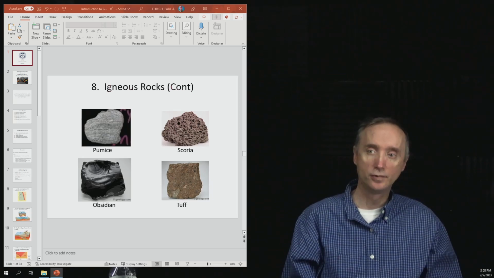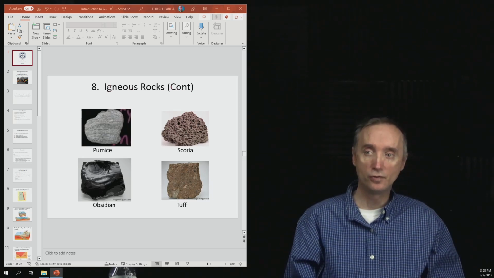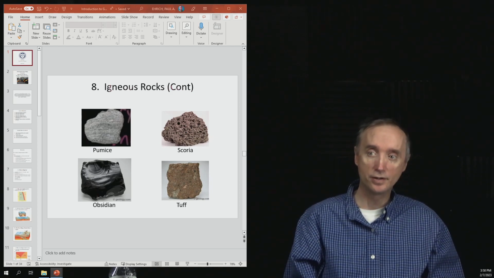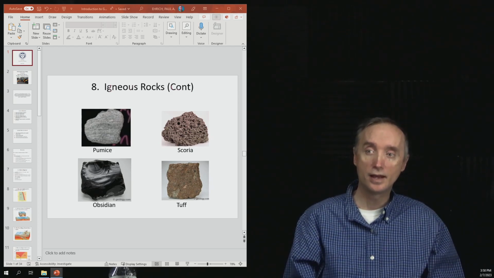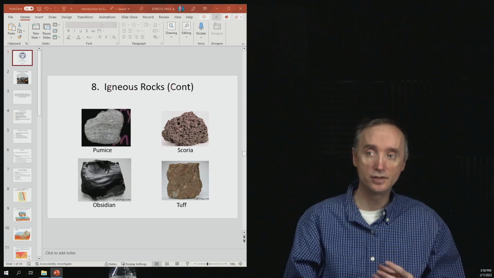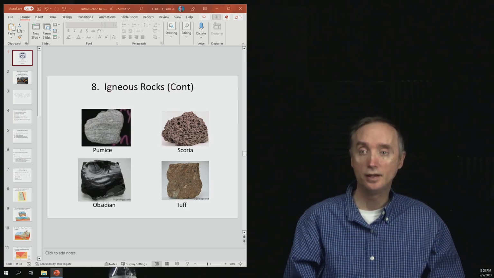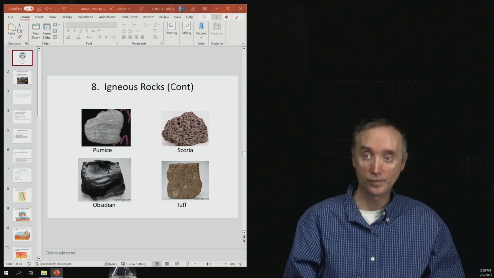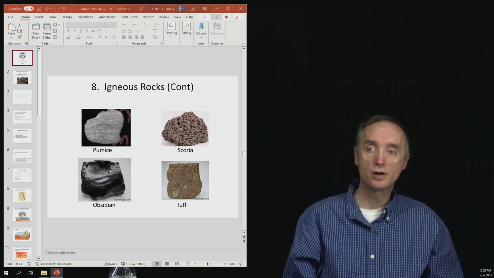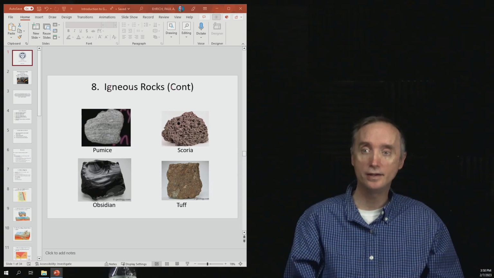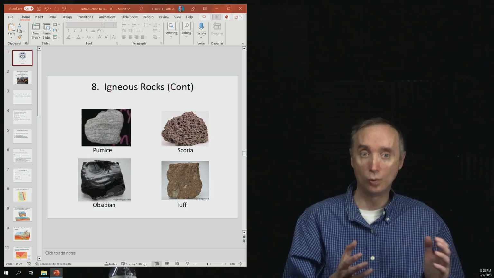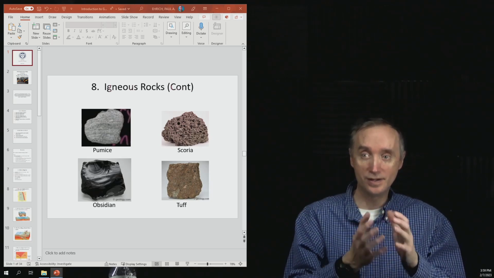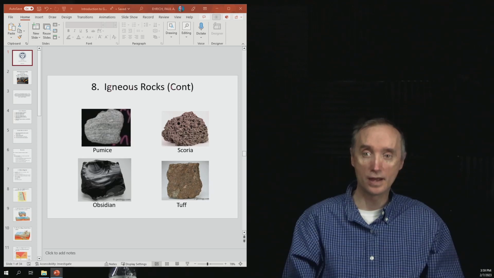Okay, now the obsidian froze before it had a chance to make any crystals whatsoever. So another name for obsidian is volcanic glass. And you can see that it's very sharp, and so Indians like to carve obsidian in order to make their arrowheads. The one that's next to it is called tuff, and so that is different kinds of volcanic materials that have been welded together to make a very dense rock. And so we're going to call that tuff.